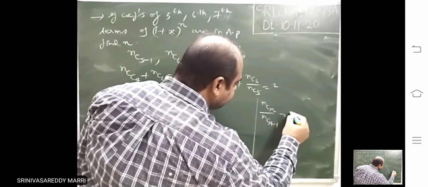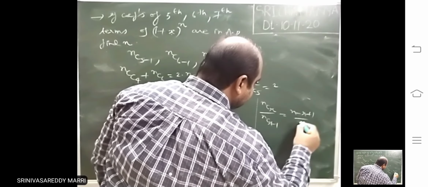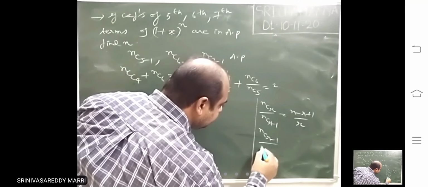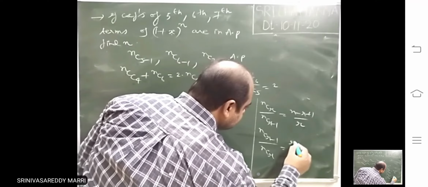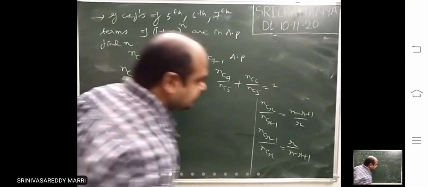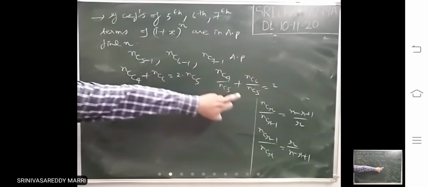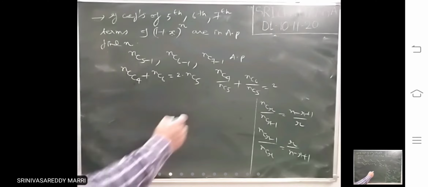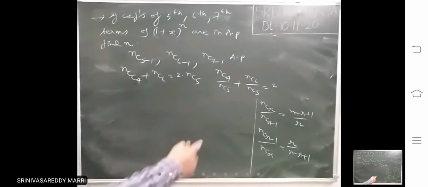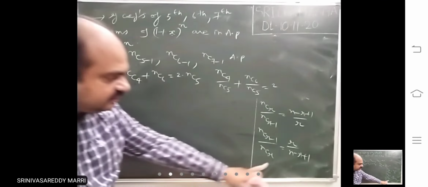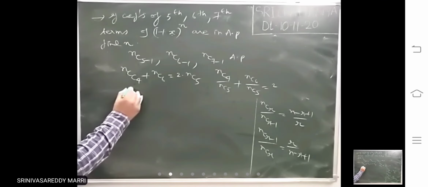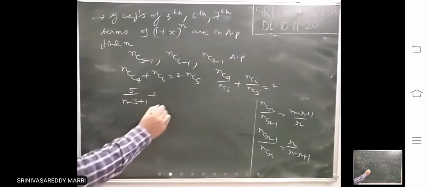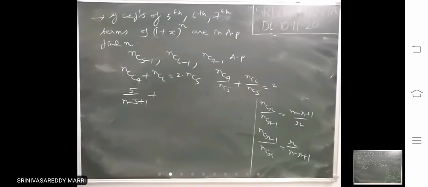nCr divided by nC(r-1) is (n minus r plus 1) by r. This I told. nC(r-1) divided by nCr is nothing but this. So if the numerator is bigger, use this formula. If the numerator is smaller, use this formula. Now this is nC4 divided by nC5. Here r is 5, n is n. Use this formula. That means r is 5 here: 5 divided by n minus 5 plus 1. If you simplify, you will get this one directly.